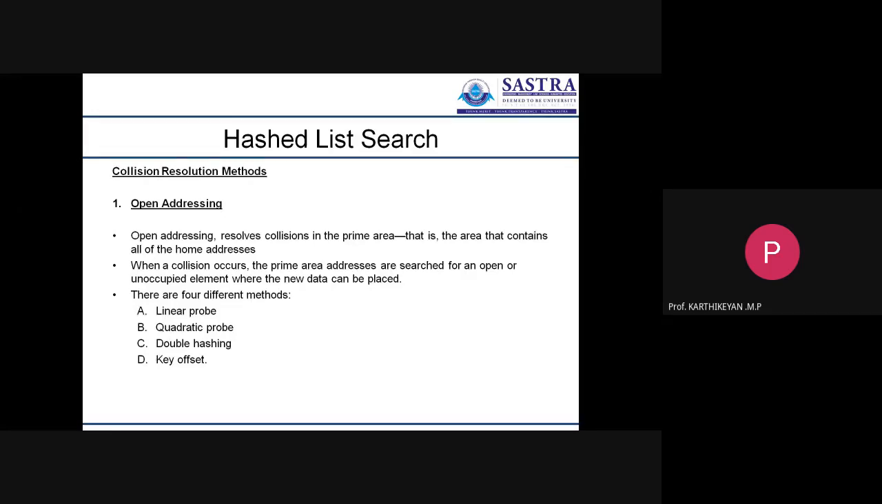Suppose we already stored the first student's details, A's details, in one location. When we try to store student B, it also generates the same address as A, so we need to search the list for the next available location and store it there. This is the open addressing concept. In open addressing, there are 4 different methods: linear probe, quadratic probe, double hashing, and key offset.